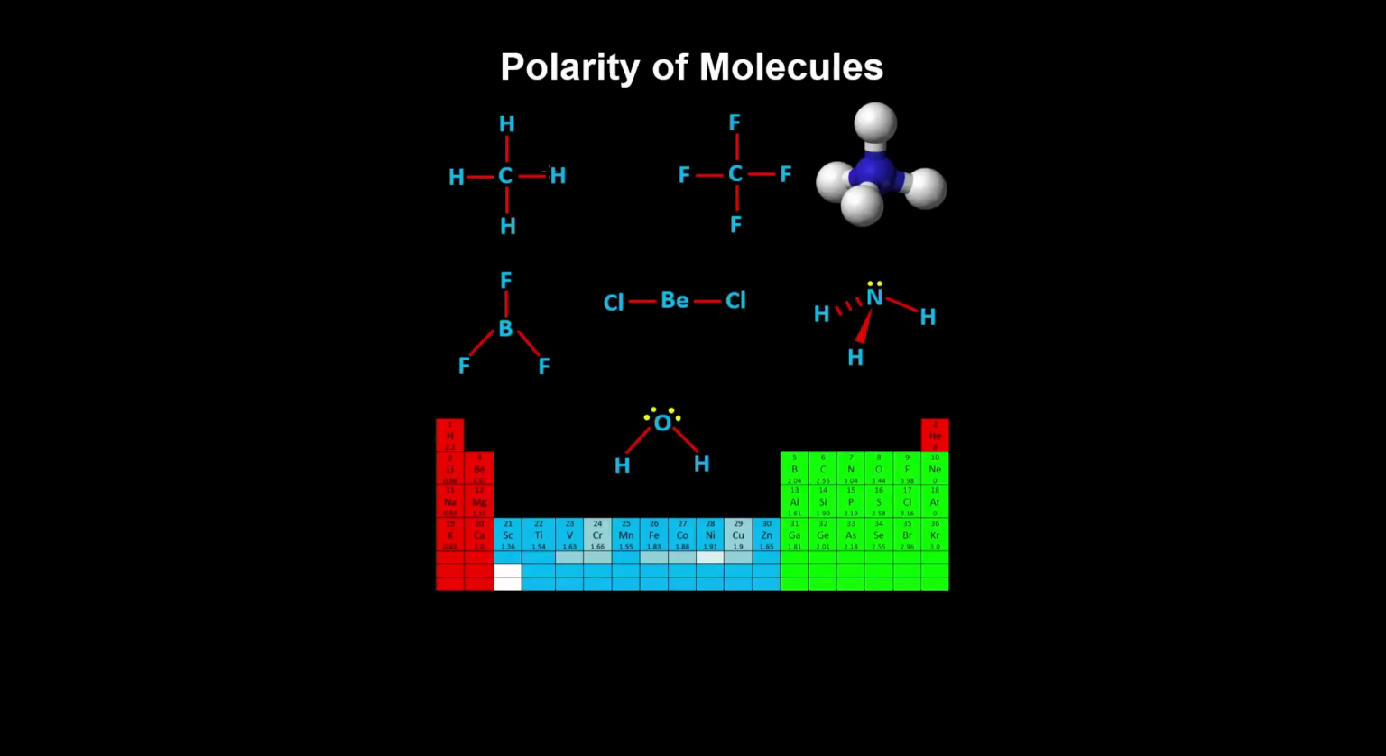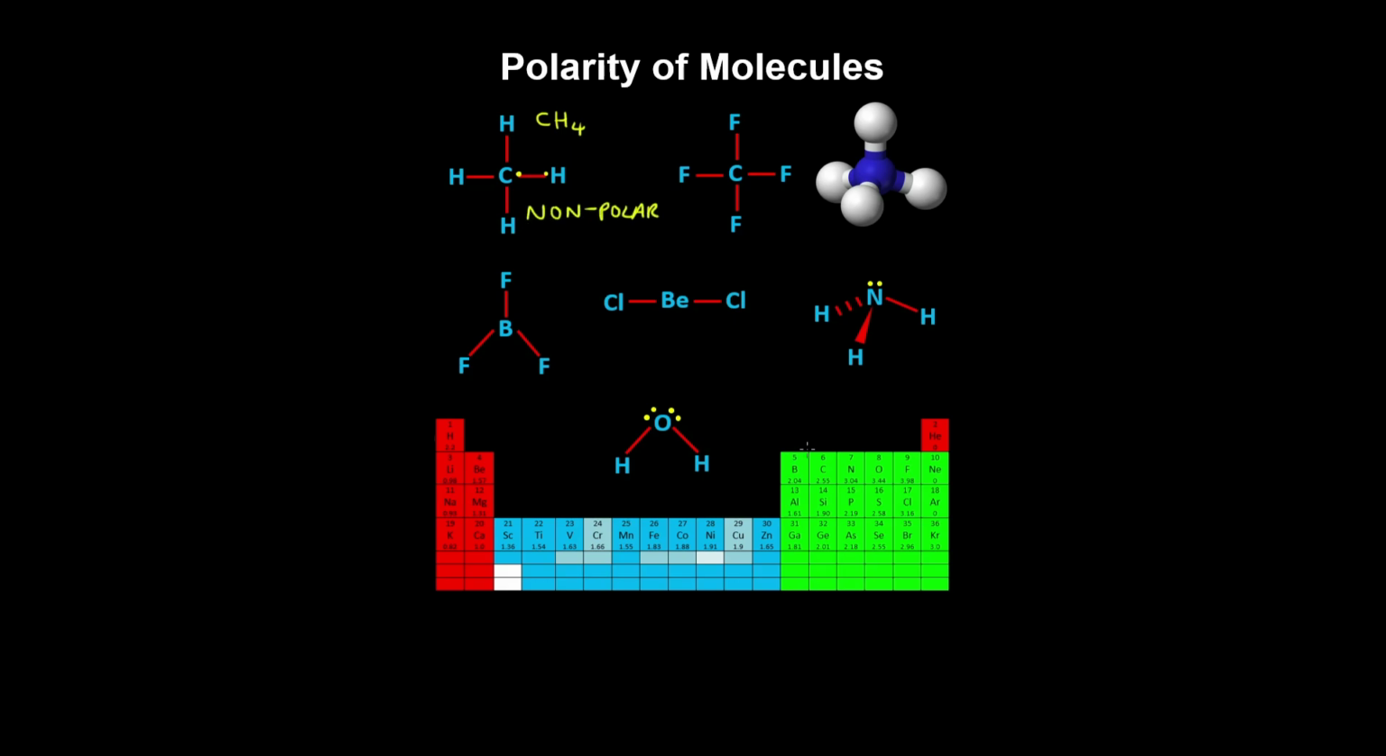The polarity of a covalent bond, and the symmetry in the geometry of a molecule are used to determine if it's polar. So for example, carbon and hydrogen have a similar electronegativity, so the electrons are assumed to be shared equally in this covalent bond. And therefore this methane molecule is nonpolar.